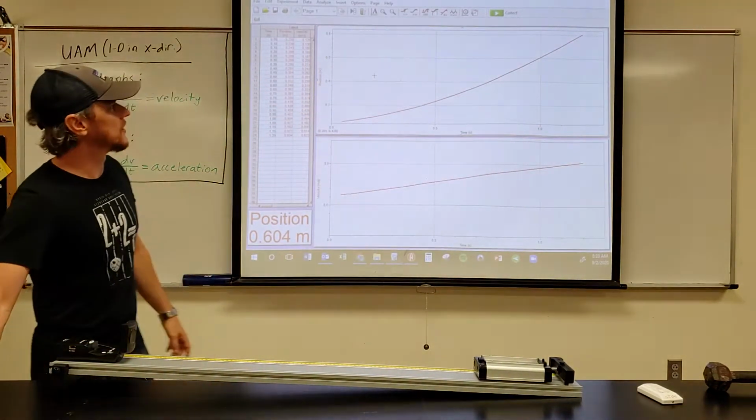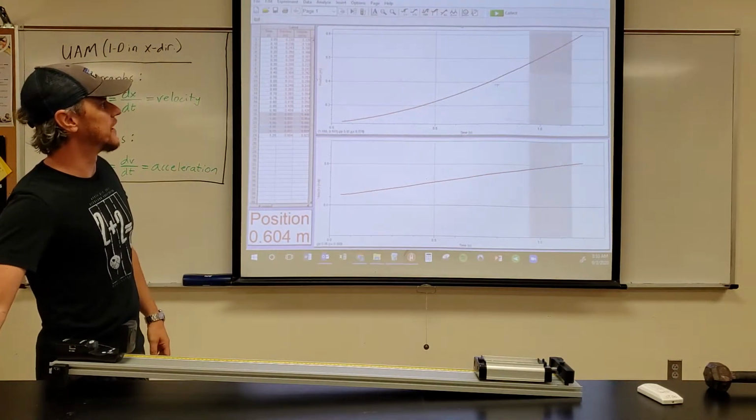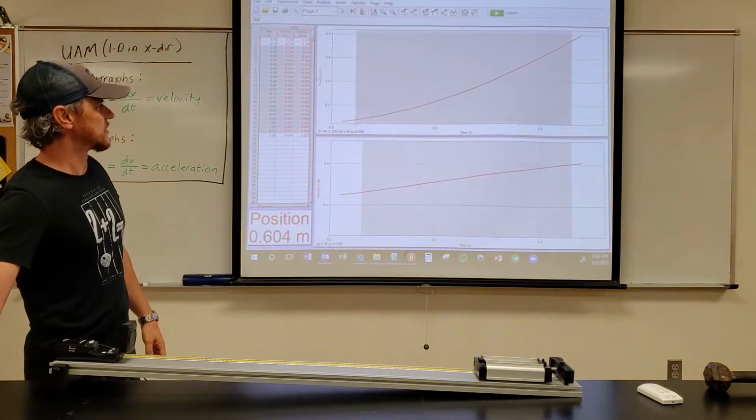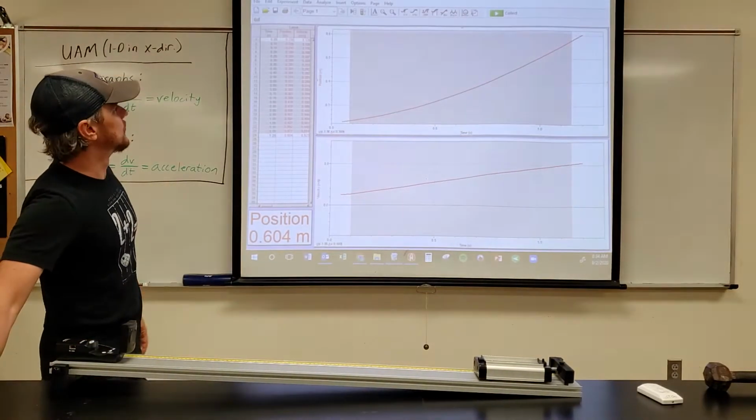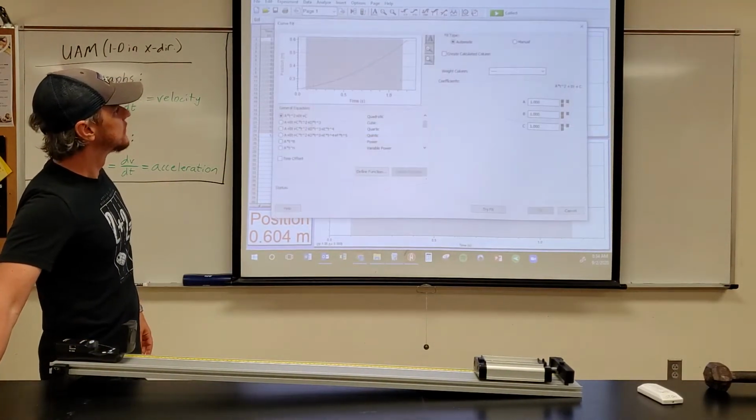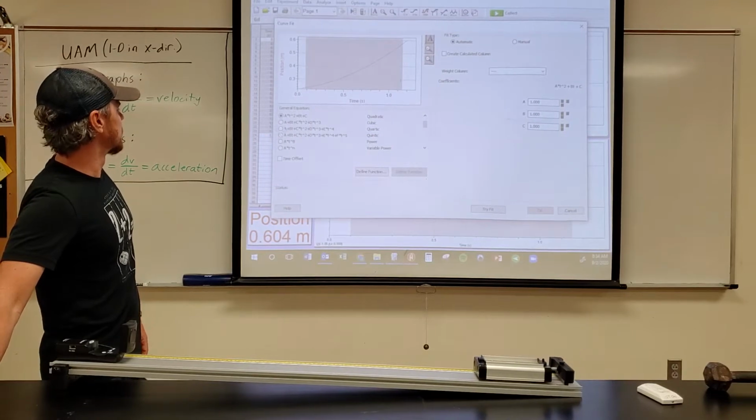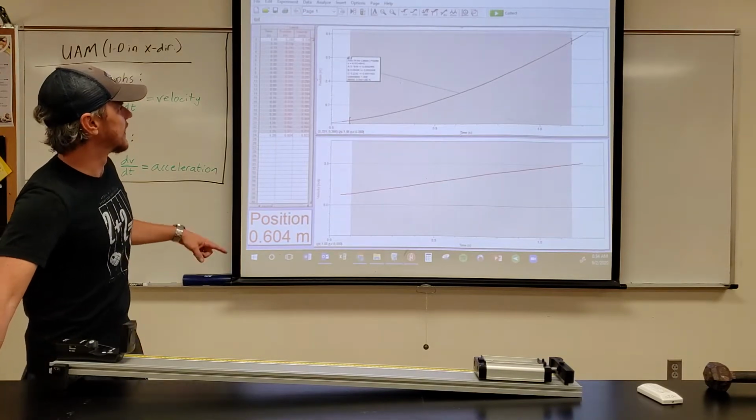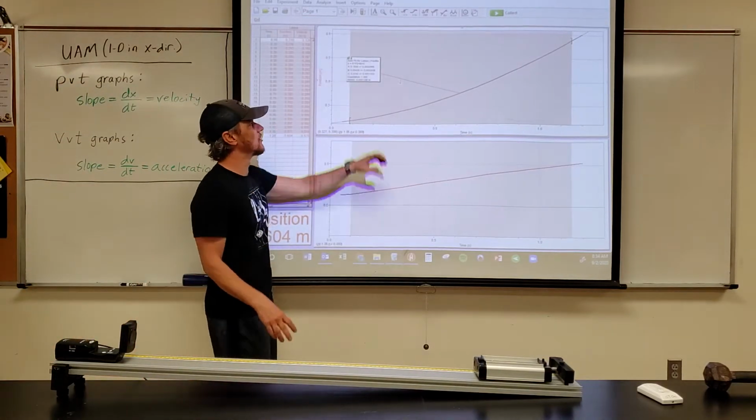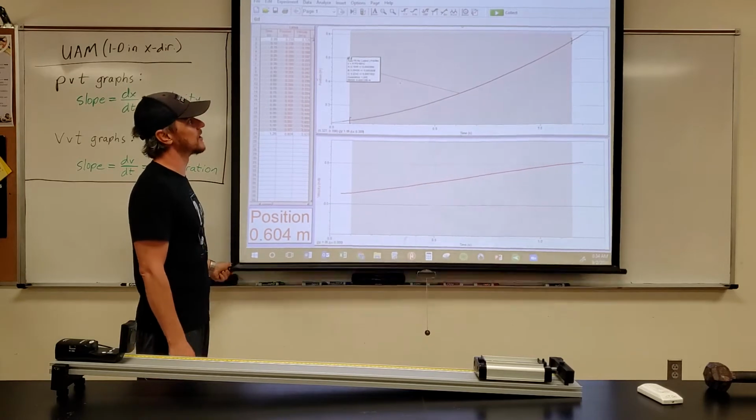What I'm going to do here is actually use Logger Pro to find the equation for this graph. To do that, we just do a curve fit. I know it should be parabolic, so I will choose a quadratic. And I get this box. You can't see it on the video, but in that box I can actually read the equation.